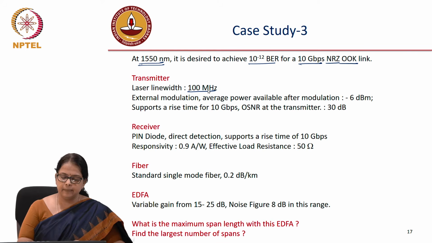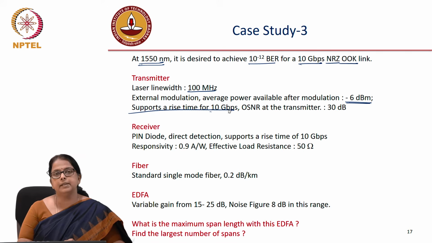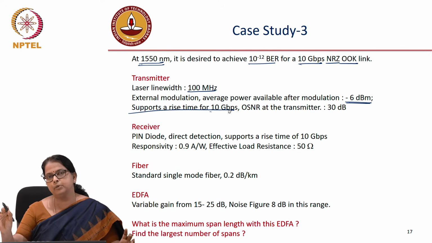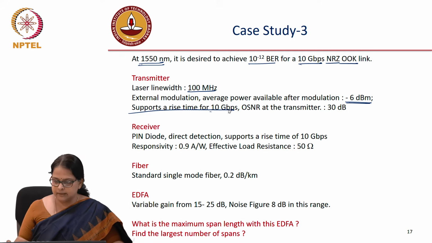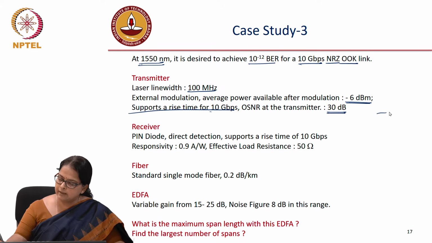Transmitter line width is given. It's external modulation, average power after modulation is -6 dBm. It supports a rise time for 10 Gbps, which means that the transmitter is not posing any limitation as far as the rise time is concerned. Optical signal to noise ratio at the transmitter is 30 dB, which means that if I take the optical spectrum at the transmitter, the signal power is -6 dBm and the noise power floor is -36 dBm, so that the signal to noise ratio is 30 dB. This is optical signal to noise ratio if I look at the optical spectrum.